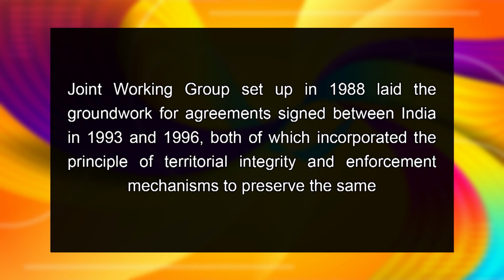There is a correlation between CBMs and norm implementation since the resumption of diplomatic relations in 1976. Communication CBMs have resulted in agreements that both continue to acknowledge in their bilateral relations. Further, they have devised measures for the enforcement of territorial integrity between the two states. For example, the Joint Working Group, set up in 1988, laid the groundwork for agreements signed between India and China in 1993 and 1996, both of which incorporated the principle of territorial integrity and enforced mechanisms to preserve the same.